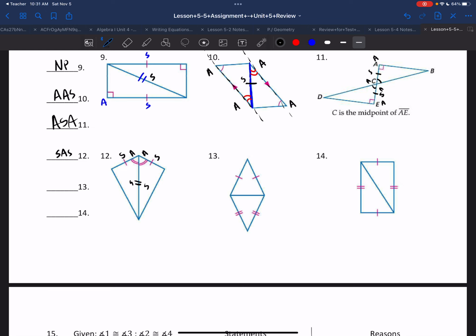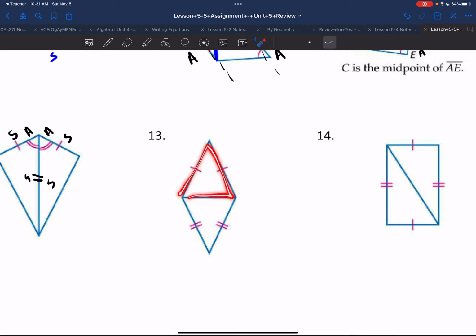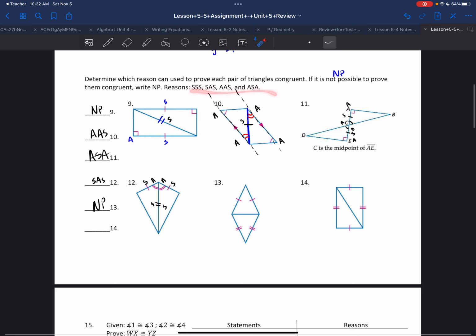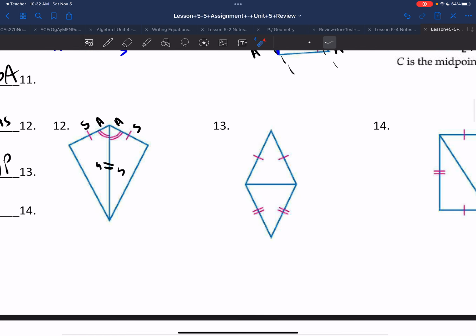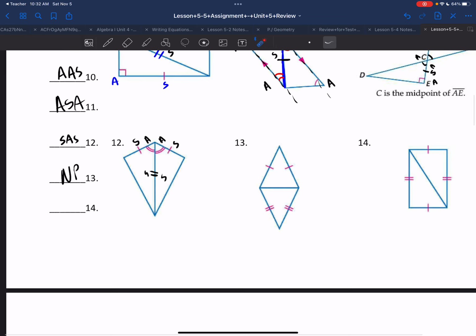All right, number 13, I can obviously say this is NP because look at the fact that we have 1 triangle here and 1 triangle there. We have 1 tick mark and 2 tick marks, and we're supposed to be comparing 2 triangles. We're not trying to compare the length of just one particular triangle, right? In order to say any of these, we're comparing 2 triangles, not just 1, if you know what I mean. So I have 1 tick mark here and 2 tick marks here. I don't write a side there because they have different tick marks, so I'm going to put NP.